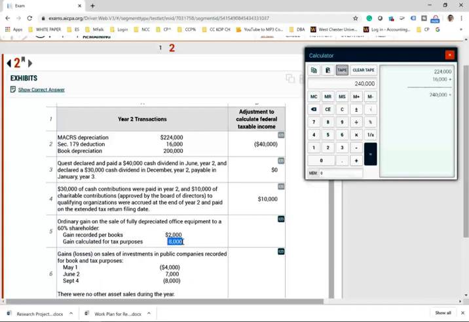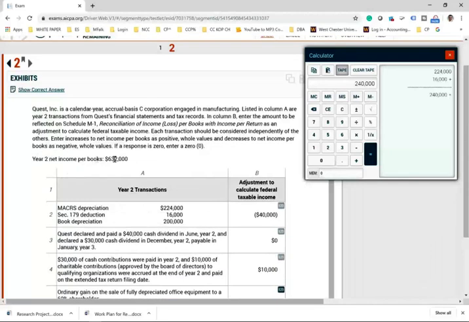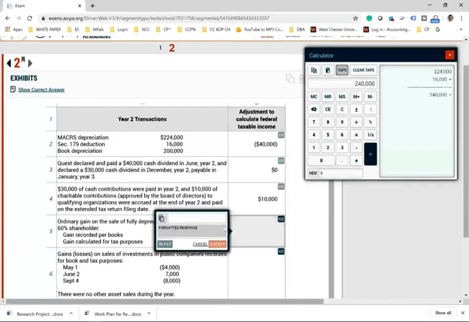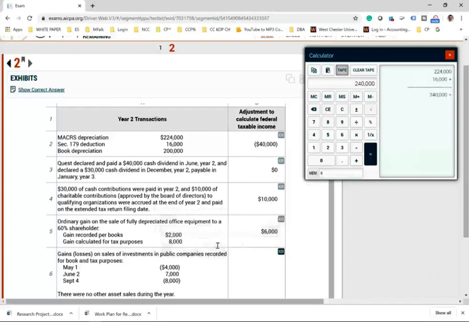Why do we compute the difference? Because there's a difference in basis between the book and the tax. In other words, we already booked 2,000 in this amount. The remaining we have to book is 8, therefore the remaining is 6. Simply put, we have to increase our taxable income by 6,000, which is not good, because for tax purposes, we have more gains.